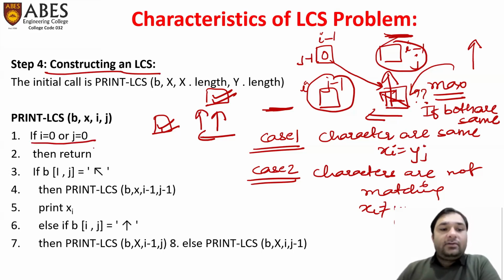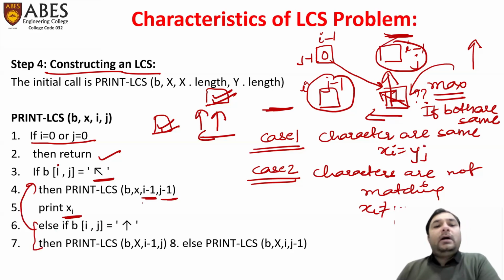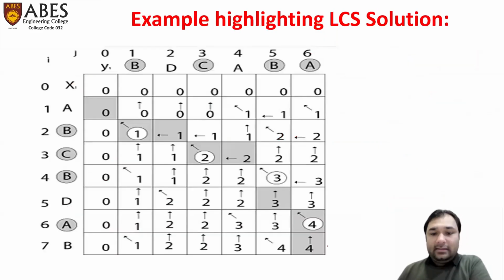That is, if i or j is 0, then return. If i comma j is diagonal, it means the characters are same. So we go towards i minus 1, j minus 1, and print xi. Else we carry on these loops. The printing will be done only when it is a diagonal. Let's see this.